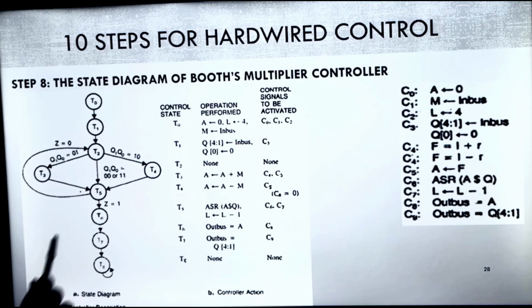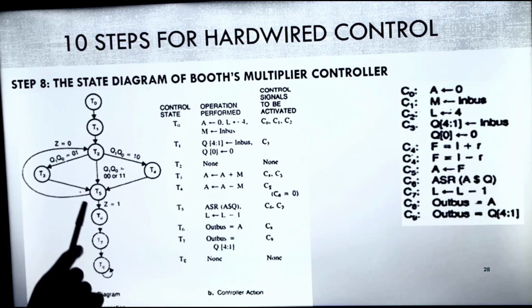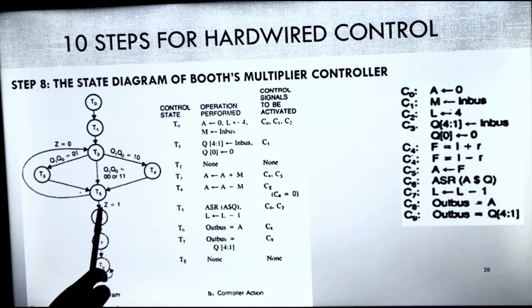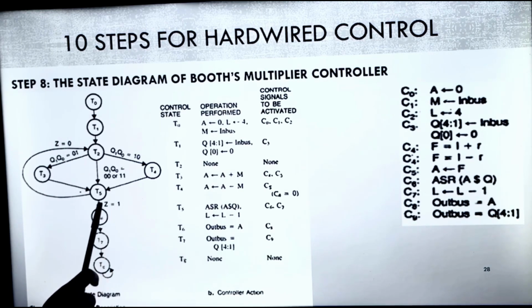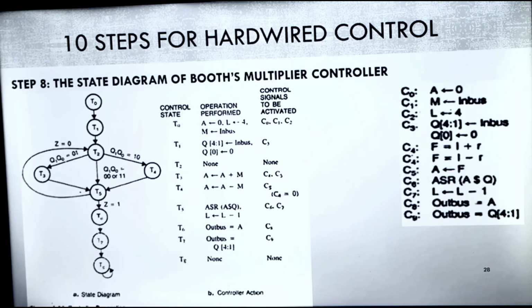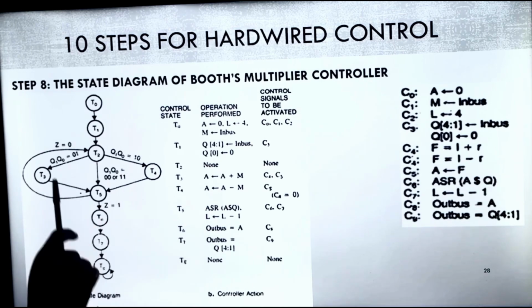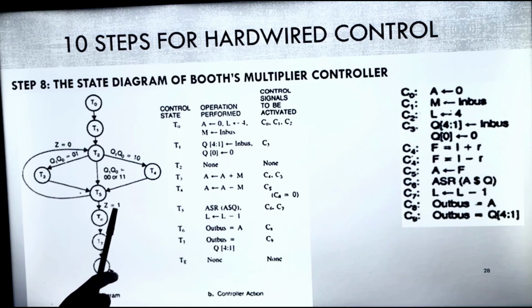So in T3 I will do A plus M or A minus M, and in T5 I will do shifting. And if Z equals 1, I will go to T6. What is Z equals 1? Z equals 1 means your count equals 0, so you have to stop. Otherwise, if Z equals 0, meaning count is not 0, I'll come back to T2 and follow the same steps again and again until I get count equals 0 or Z equals 1.